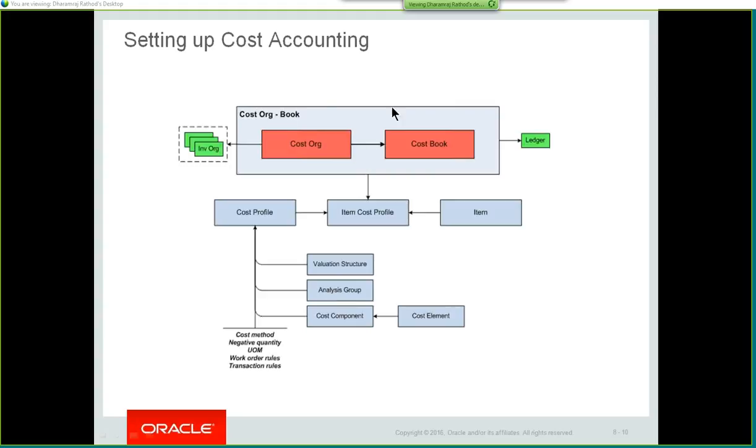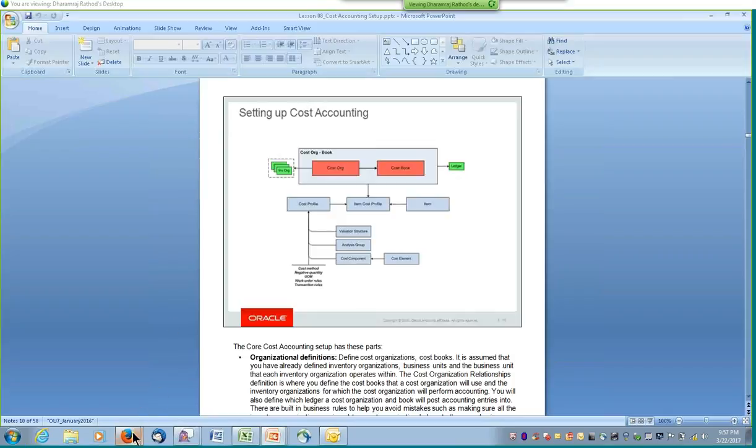Let me show you, because this is kind of important to understand. Let me go over to the application and show you some of the setups, and then come back and talk about the theoretical concepts.